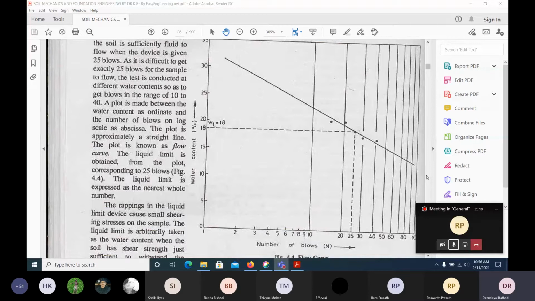Then take the water content. Next time it may be 15 or 20. Again take the water content. Again you just reduce the water content, keep on reducing water content. Keep on reducing water content. Then we'll try to plot.